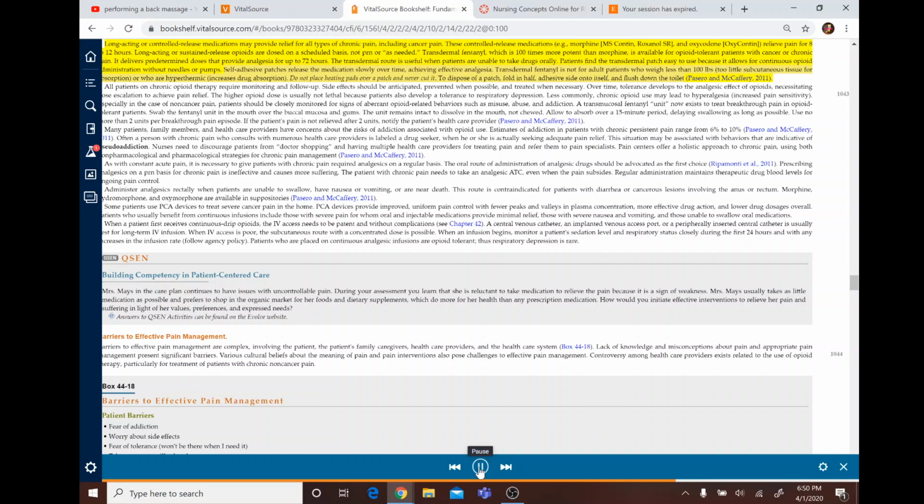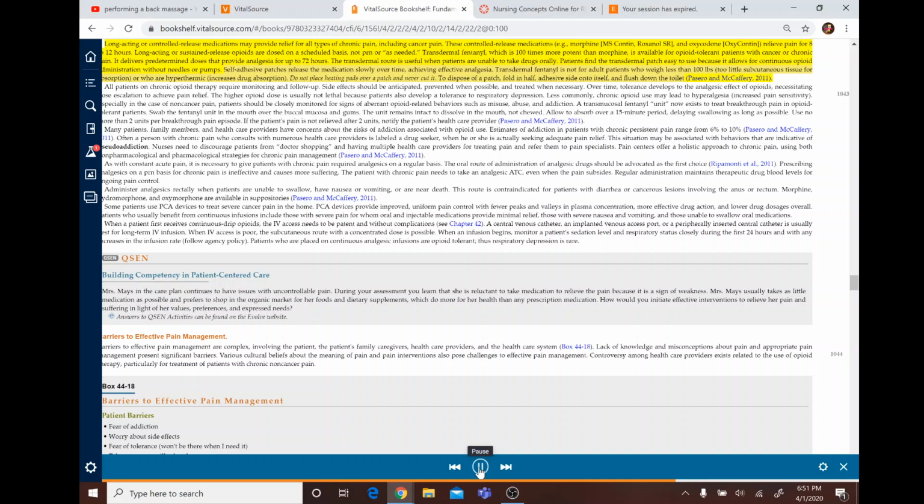The transdermal route is useful when patients are unable to take drugs orally. Patients find the transdermal patch easy to use because it allows for continuous opioid administration without needles or pumps. Self-adhesive patches release the medication slowly over time, achieving effective analgesia. Transdermal fentanyl is not for adult patients who weigh less than 100 pounds, who have too little subcutaneous tissue for absorption, or who are hyperthermic, which increases drug absorption. Do not place heating pads over a patch and never cut it.